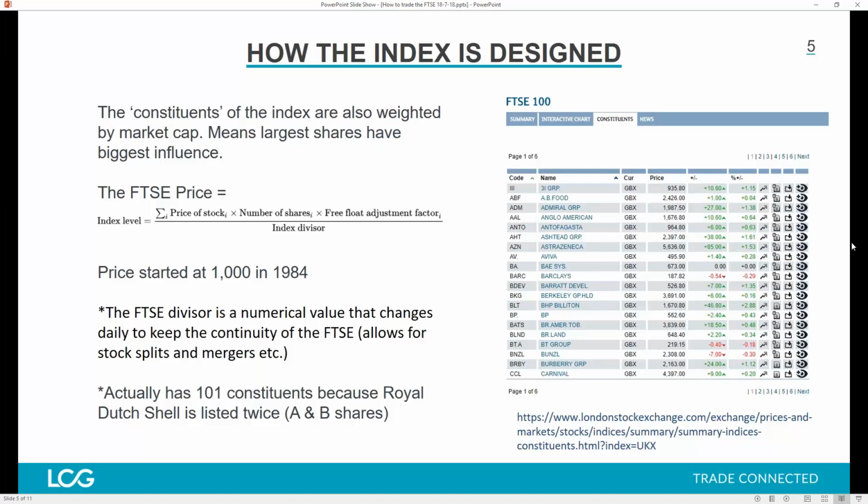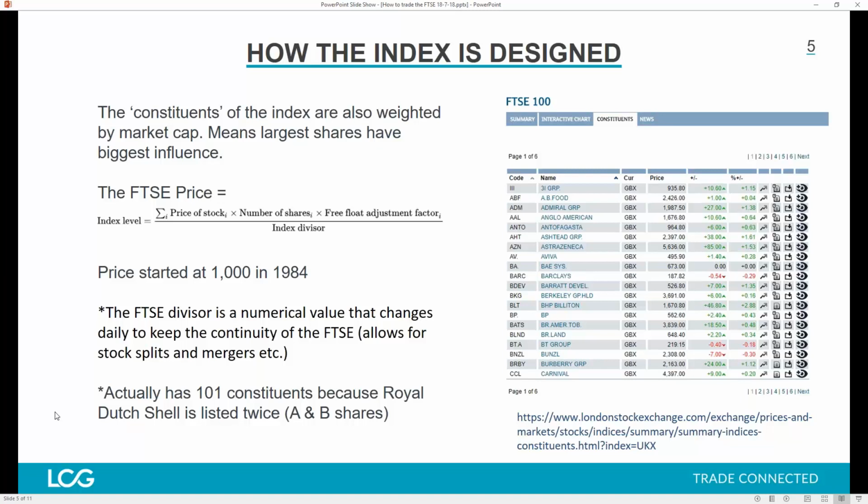This is how the price is derived. It's not like you have to do it yourself, obviously. It's all perfectly calculated for you all over the internet and on the LCG Trader platform, but it's good to know that it's really just the market capitalization divided by this index divisor number. The London Stock Exchange provides that index divisor number. But how do you get that market capitalization number? Well, the price of the shares times the number of shares times that free float adjustment factor. So again, it's nice to know what you're trading, but luckily you don't actually have to do the maths yourself.